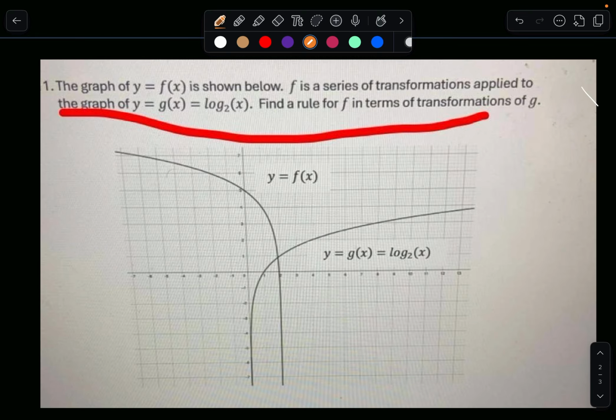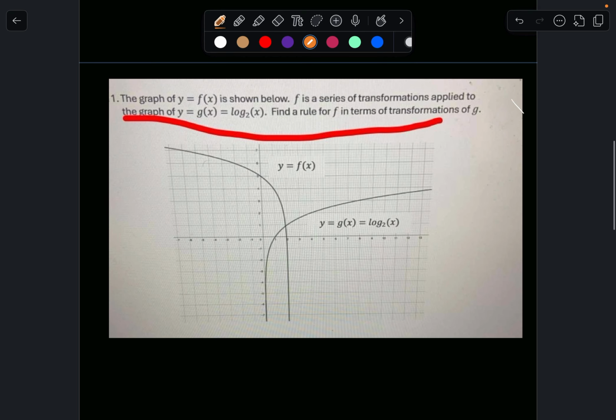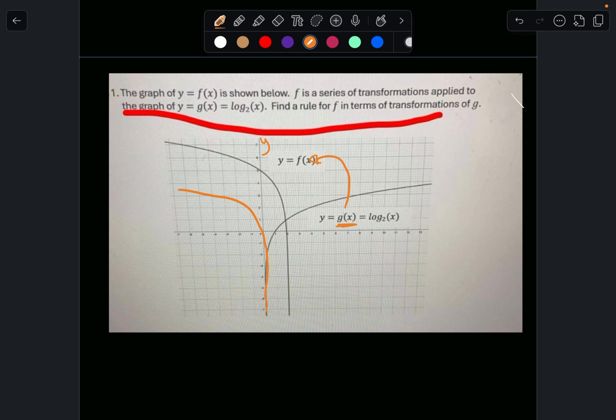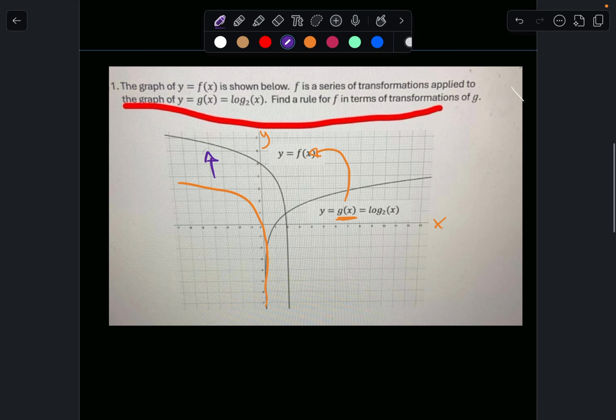This is a weird graphing one. It's not too difficult. Let's talk about transformation rules. We're transforming this g of x into this f of x. So what do we have to do? We have to flip this along the y-axis. Then we're going to move this up to match, and also right as well. So we're flipping over the y-axis, then moving up and right. So find a rule for f in terms of transformations of g.